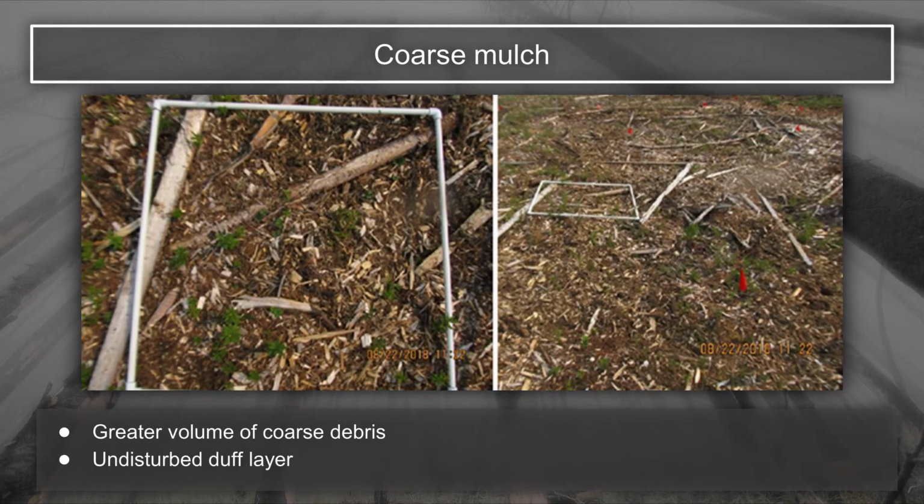Coarse mulch was produced using a low-intensity mulch treatment with 1 pass to knock over stems and remove branches. Key characteristics of this fuel bed include a greater volume of roundwood debris, a lesser amount of mulch debris, and a relatively undisturbed surface fuel layer.